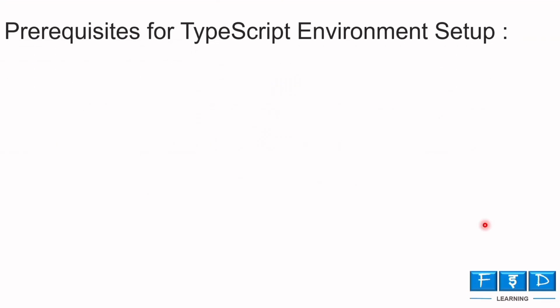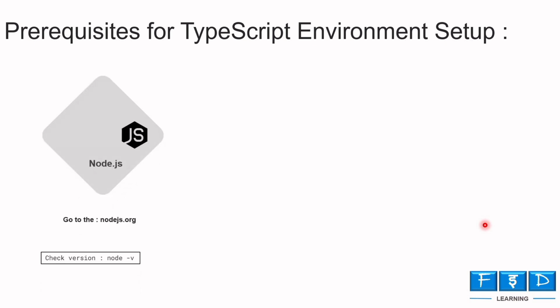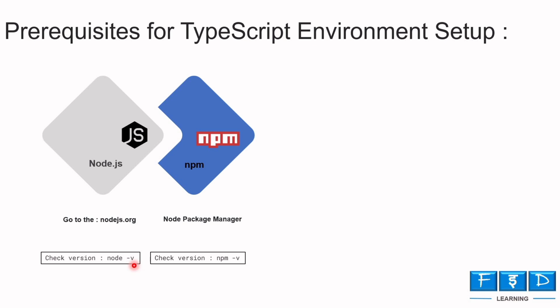Next, let's understand the prerequisites for setting up the TypeScript environment. So there are 5 steps we need to follow to start with TypeScript. And first step is Node.js. Node.js is the environment in which you will run the TypeScript compiler. So in order to install Node.js, go to the nodejs.org website and download the latest version of Node.js. And after download, you have to install Node.js on your system, and you can check the version of Node.js with command node -version.